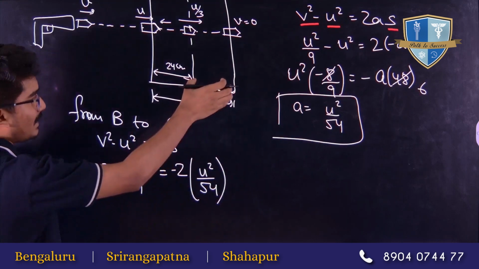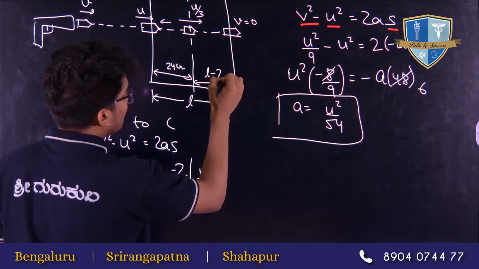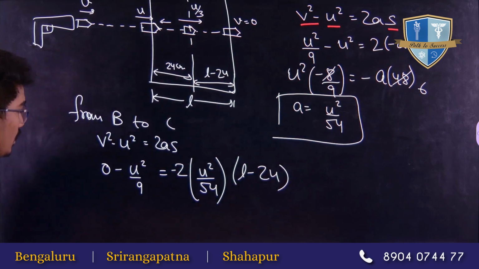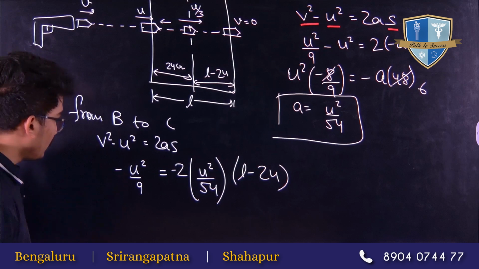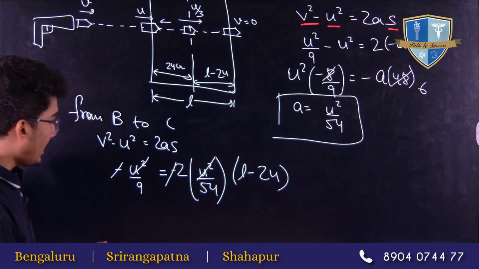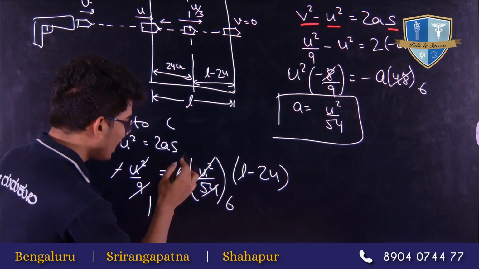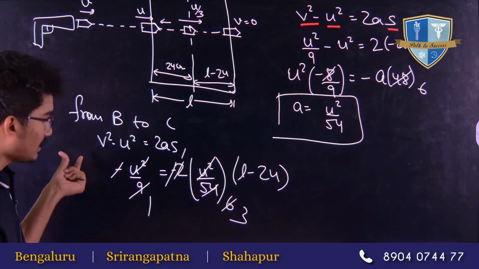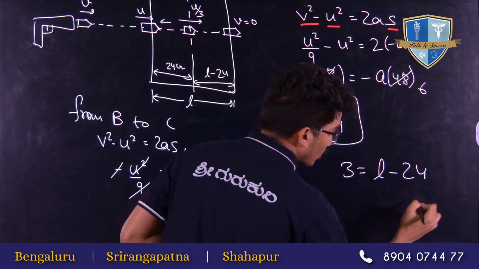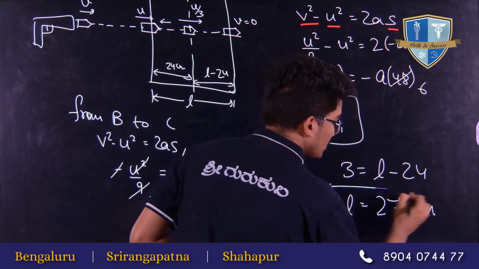And what is the displacement here? This entire length is L and this part is 24, so this length will be L minus 24, correct? Now see, this 0 we can remove simply. This negative sign will cancel out. U square cancels out. 9 ones are 9, 6 nines are 54, correct? 2 ones are 2 and 2 threes are 6. So 3 will go on the other side, equal to L minus 24. So 3 is equal to L minus 24. So L is equal to 24 plus 3, which is 27 centimeters. So L is equal to 27 centimeters.